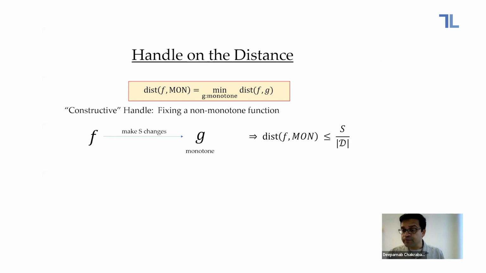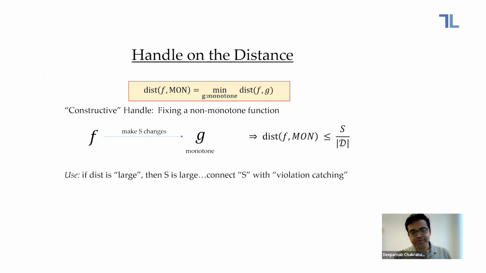and make it monotone. Well, clearly this means that the distance from f to monotonicity is at most the distance between f and g. So that is at most whatever number of changes I made constructively divided by the domain size. So this is almost a trivial statement. But how is it used? We will see a use of it in 20 minutes or so. It is that you look at f and you try to make these changes to make it monotone.